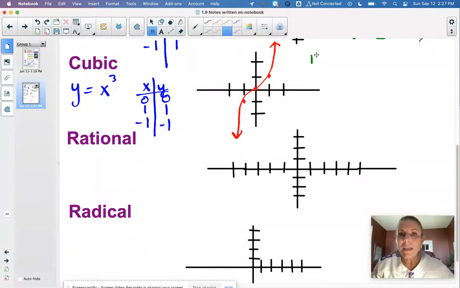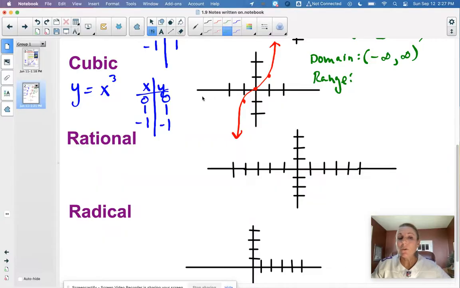The domain and the range. The domain is going to be negative infinity to infinity, because looking at the graph from left to right and looking at our parent function, every x on the real number line will work. That's why I'm saying domain is negative infinity to infinity. Also on the cubic, the range is also negative infinity to infinity. Again, the graph is going to go down forever and up forever. So that's the domain and range of the cubic.